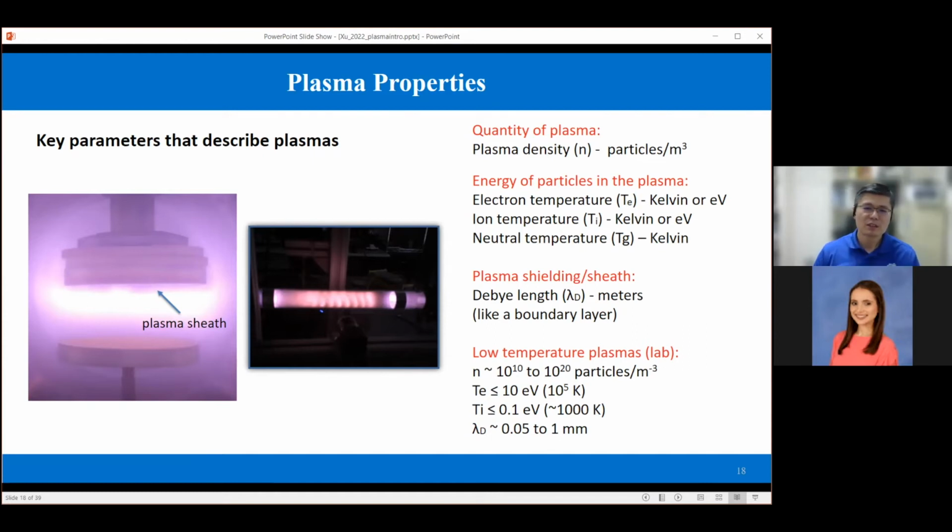Most plasmas in the lab, which we call low temperature plasmas, tend to have these properties, where your ion temperature and neutral temperatures are about 1,000 Kelvin, which is still pretty hot, but much lower than the electron temperature, which is about 10 to the 5th Kelvin, or 100,000 Kelvin. And it's usually this very high electron temperature that makes these plasmas useful, because those electrons can do interesting things like produce new chemical reactions.